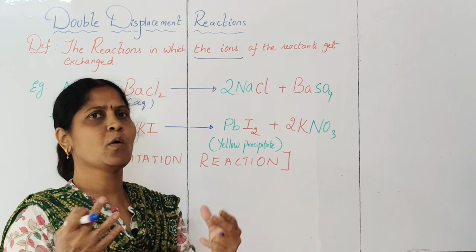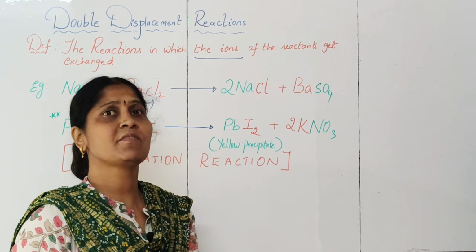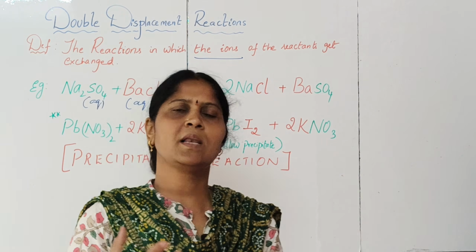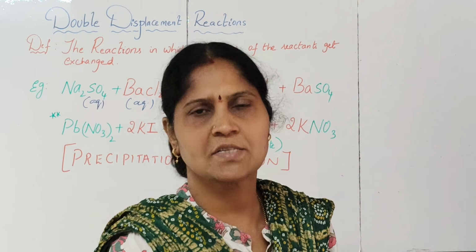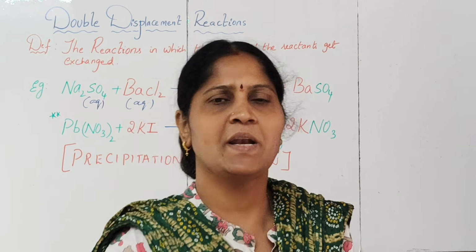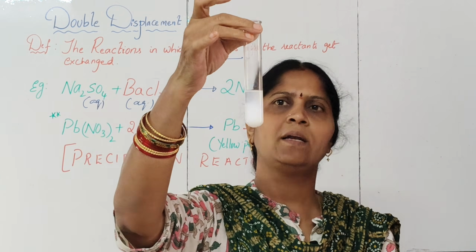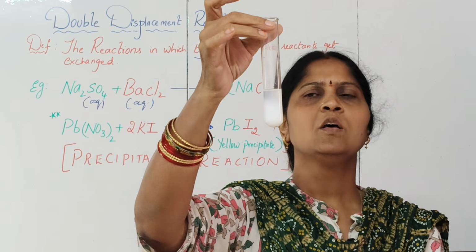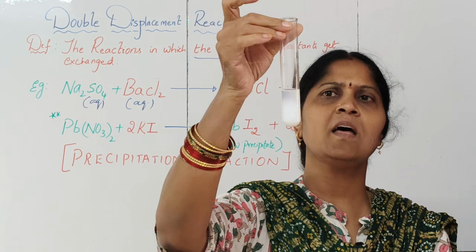We need to see that the overall equation is balanced, and barium sulfate is actually a white precipitate which will be formed. Because precipitates usually form during this type of reaction, these are also called precipitation reactions. As you can see, this is a precipitate. A white insoluble substance is what is called a precipitate. Whenever any insoluble substance like this gets formed, it is called a precipitate.